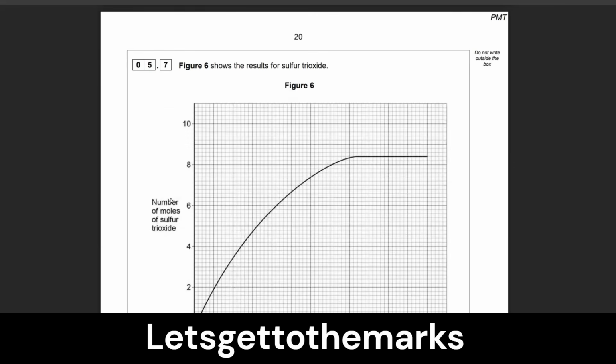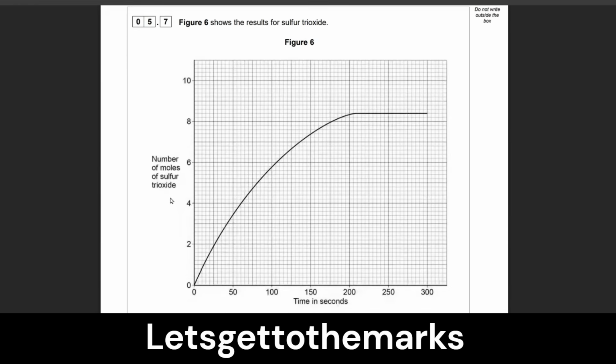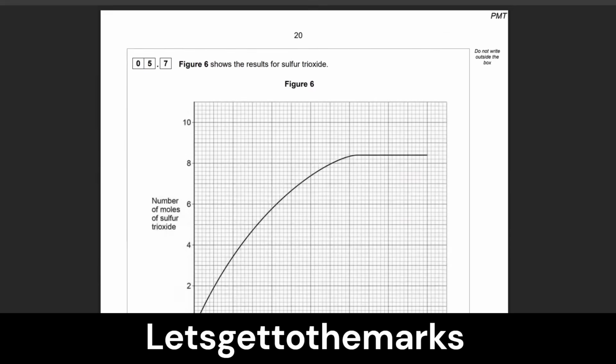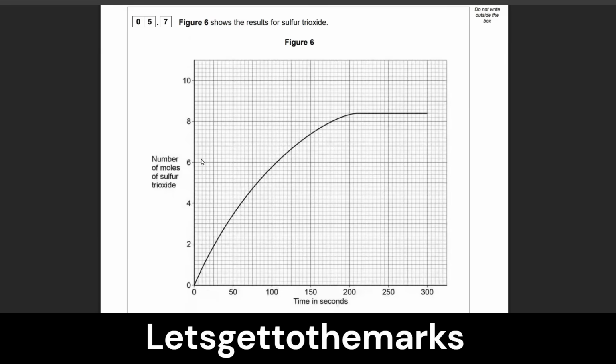Right. Question 5.7. This question goes on and on. Figure 6 shows the results for sulfur trioxide. Number of moles of sulfur trioxide, time in seconds. Okay, what do you want? Determine the rate of reaction at 60 seconds. So they want us to determine the rate of reaction at 60 seconds on this graph.